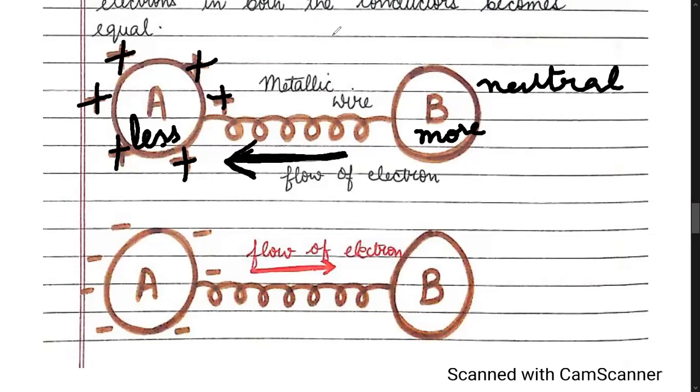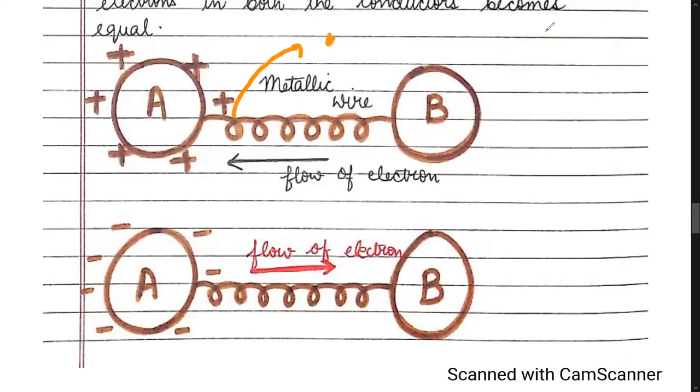Children, the thing to understand is that both conductors are connected with a metallic wire. The connection between the two spheres should be with a conductor. If this wire is insulating, if this wire is made up of any insulator, then there will be no flow of electrons.